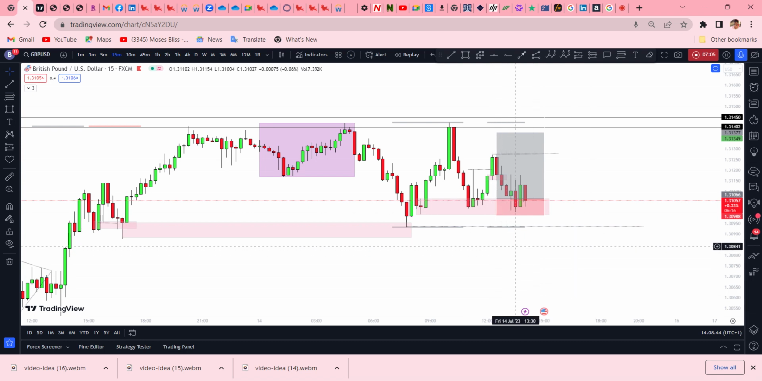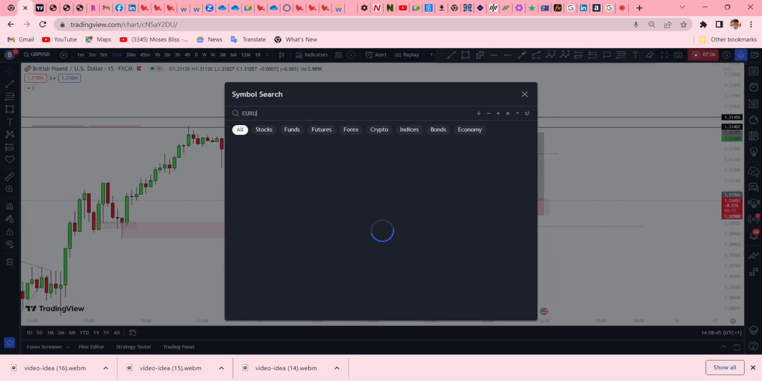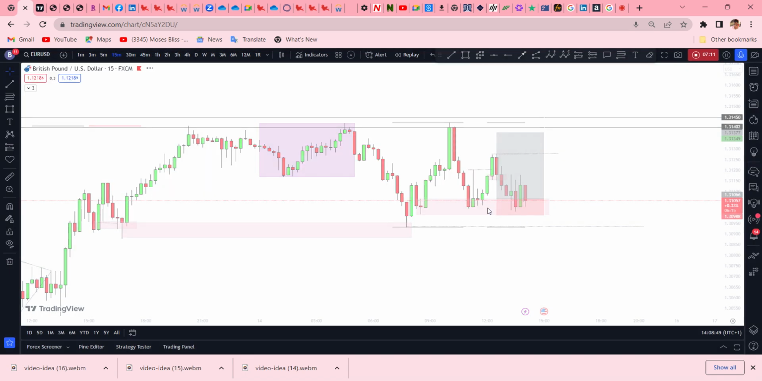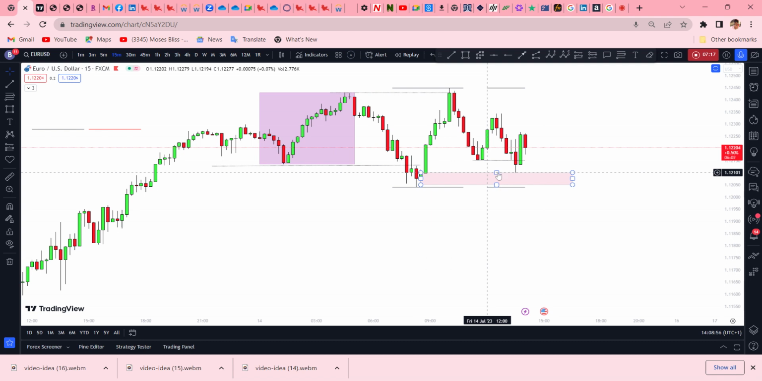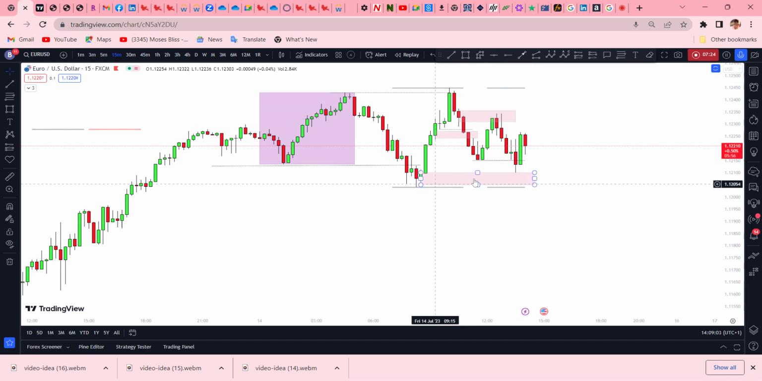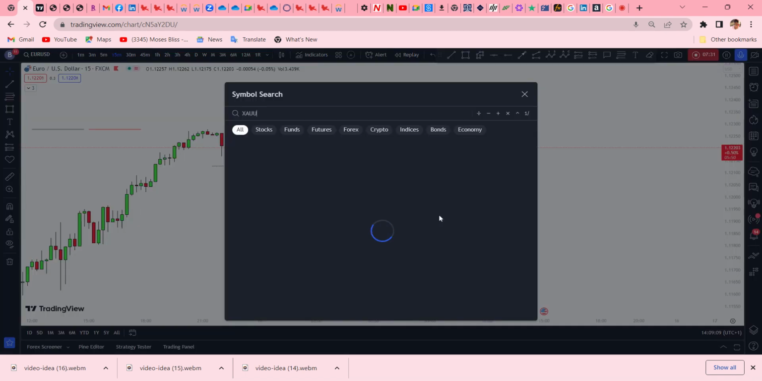Then on Euro USD, yes, this was GBP USD. On the Euro USD market, it's already on break even right now. So I don't expect to see the market come back to entry. If it wants to, that's fine. But I'm already on break even, so I know I'm not going to lose anything here. So where I'm much interested is this.